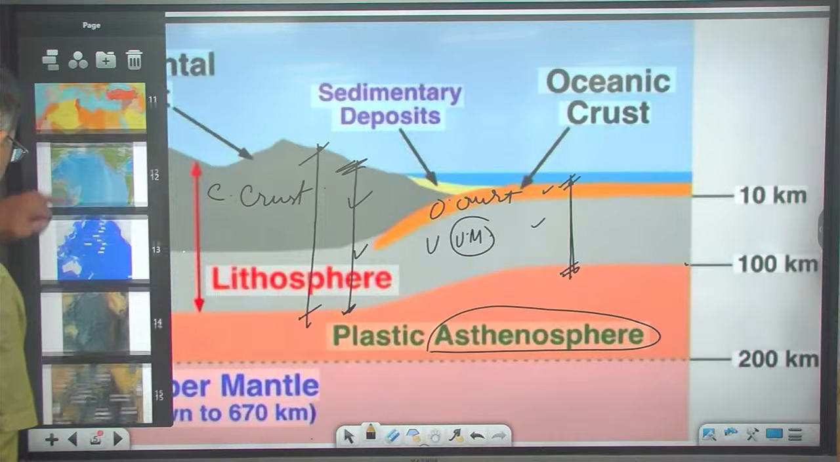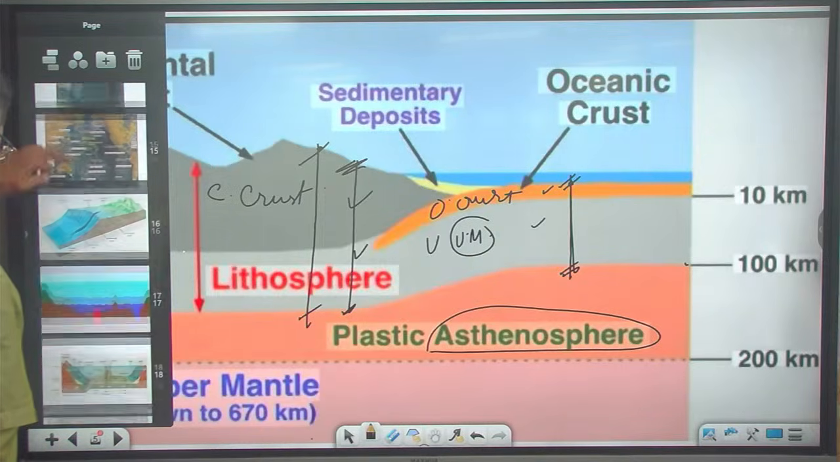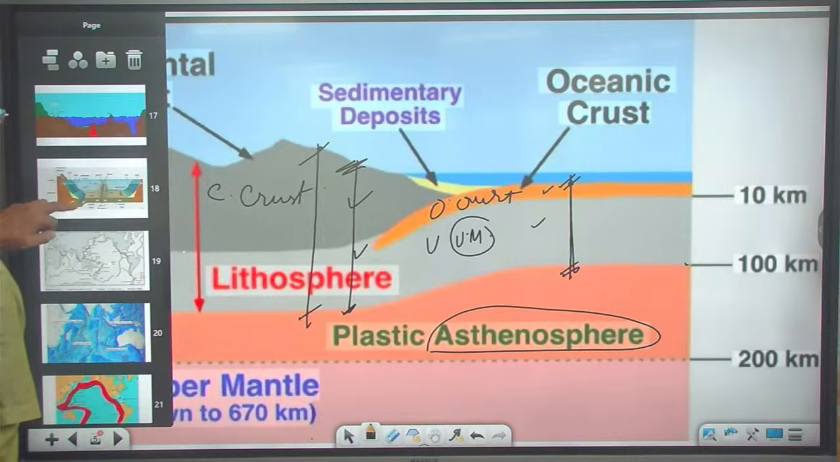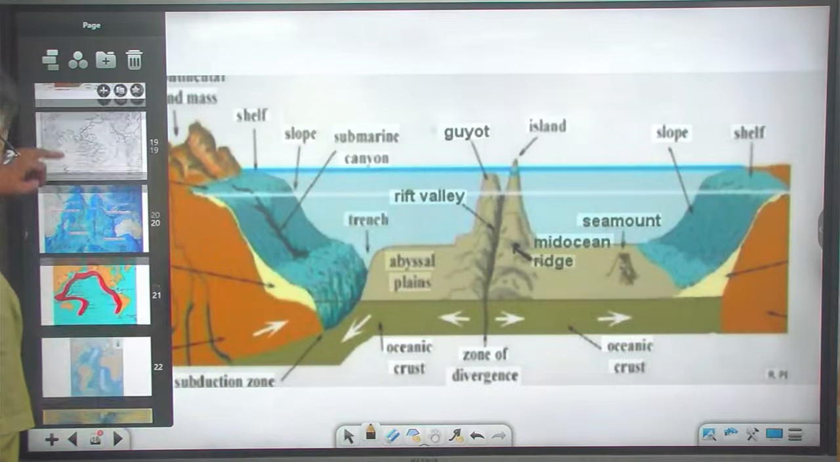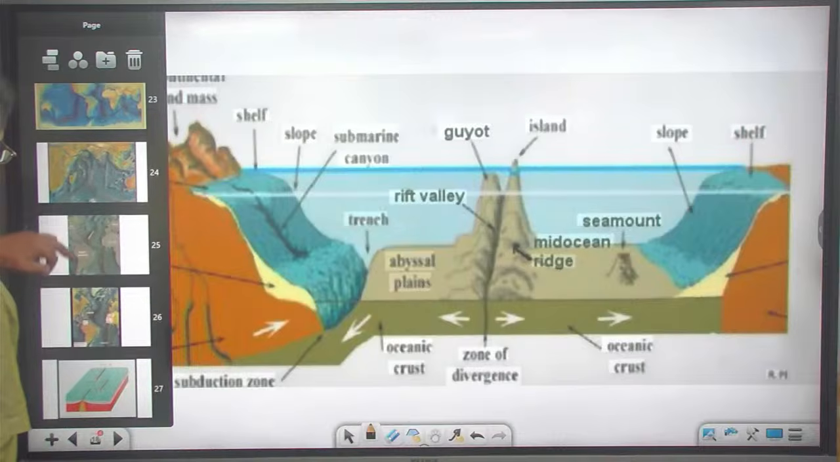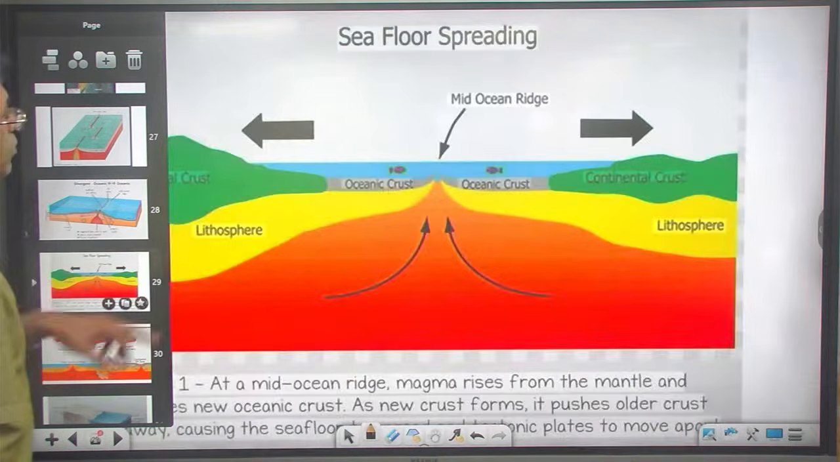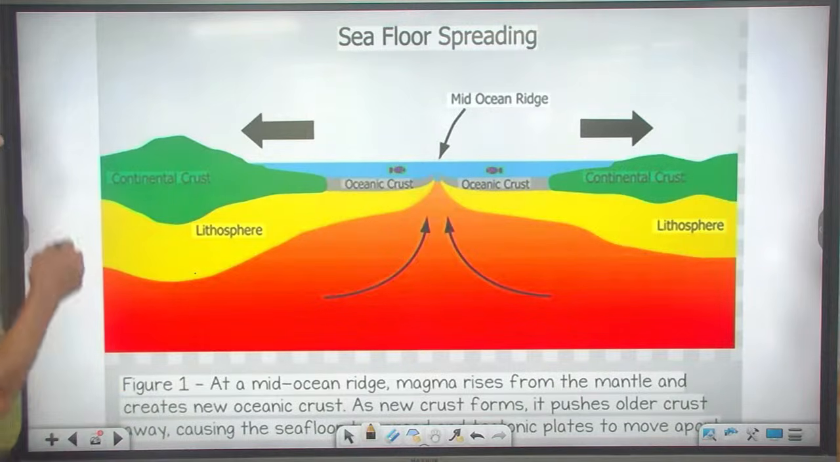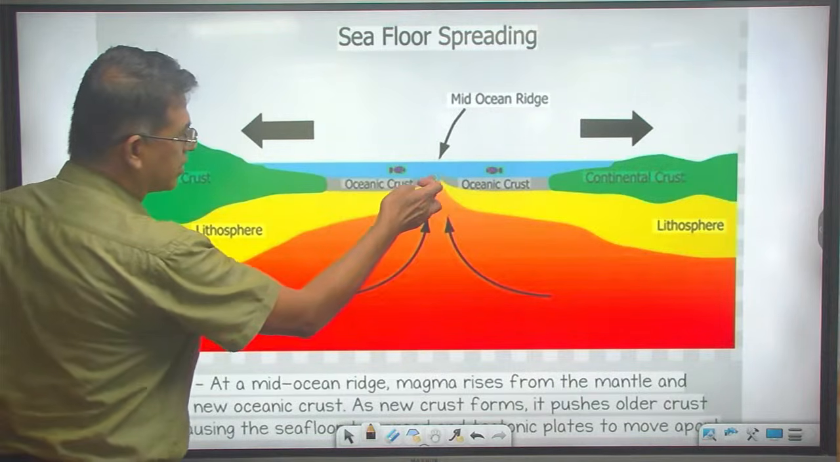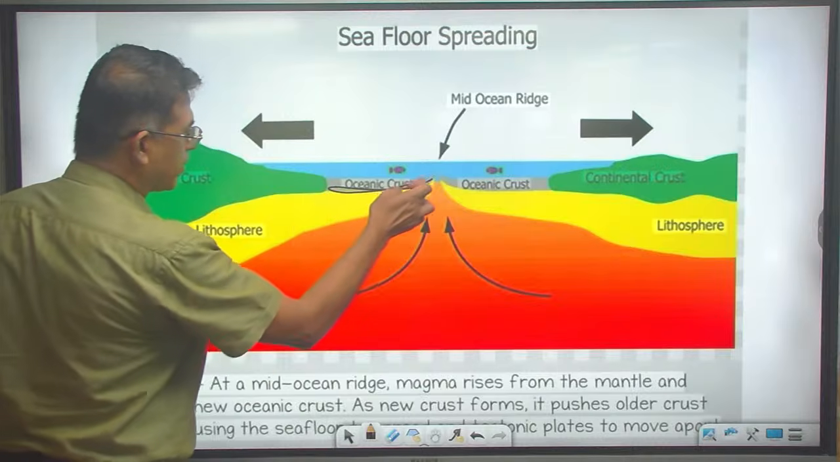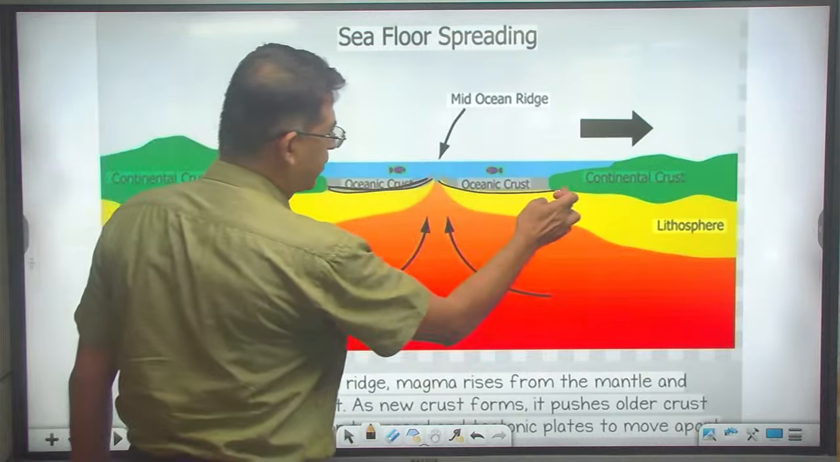Now, if you can, so no, not this one. They have jumbled up everything. Okay, never mind, this one. So here you can see the ocean crust. This is the ocean crust part, and this is the ocean crust part.